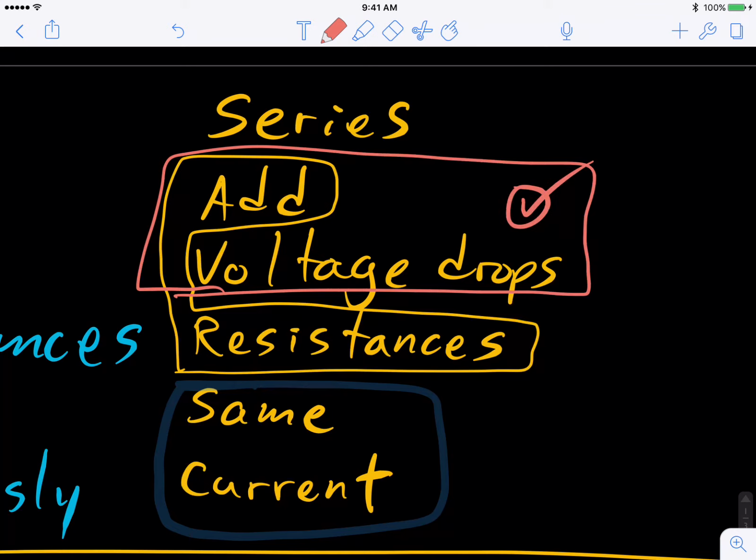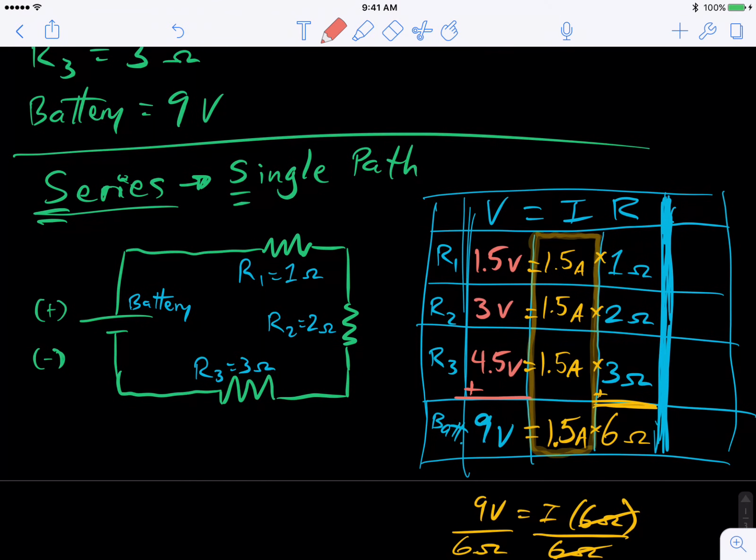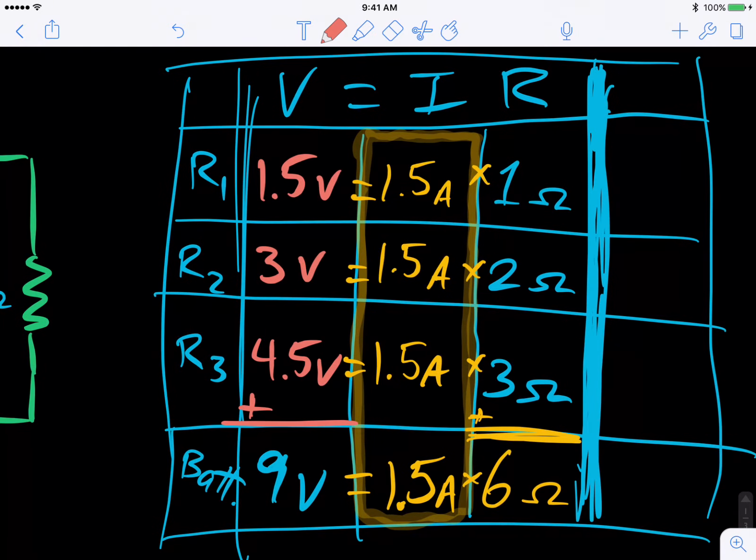And so we should be able to add up the voltage drops for each resistor, and that should add up to the total that comes from the battery. So let's go and see if that works out. If that works out, that means that we did everything else in the chart correctly, and we don't even need an answer key because we are our own answer key. It's really cool. So we should have 1.5 plus 3 plus 4.5, and that does equal 9. 1.5 plus 3 is 4.5, and then 4.5 plus 4.5 is 9. So it's really awesome. So we were able to double check our work there.